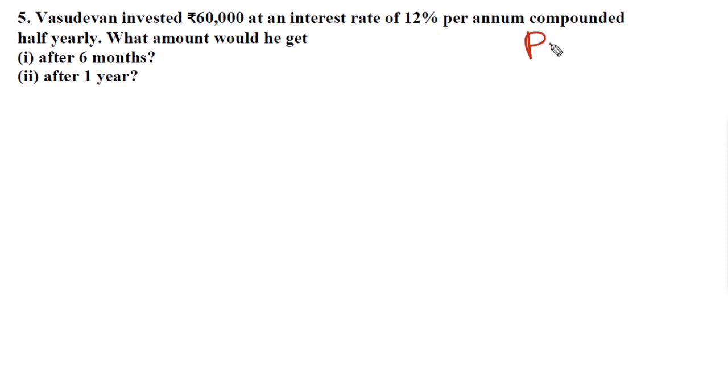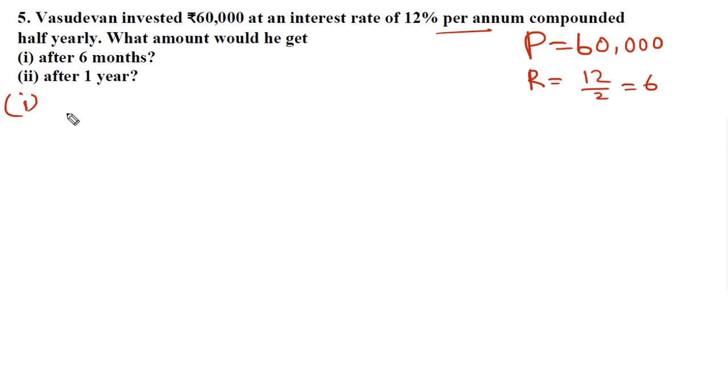So here principal P is equal to 60,000. Then you have rate of interest. Here the rate of interest is 12% per annum, but our compounding is half yearly. So rate of interest will be equal to 12 into 1 by 2, or 12 by 2, equal to 6%. Then time is different. For the first it is 6 months, for the second it is 1 year. So first we will start with part I.